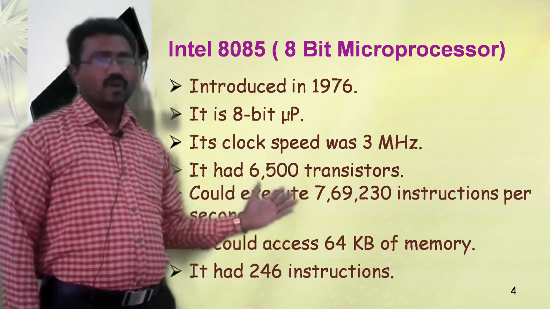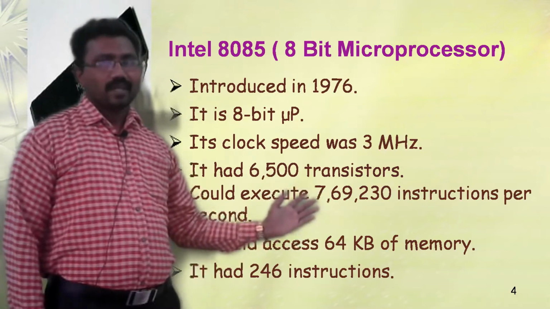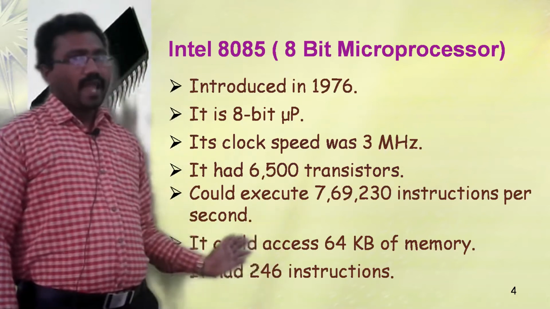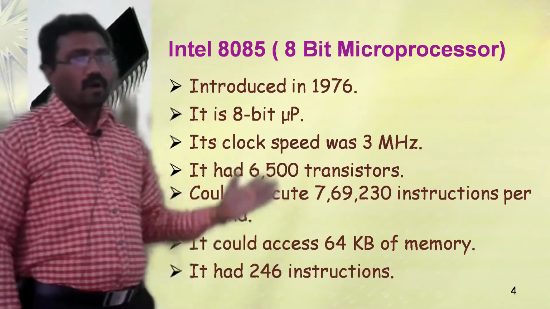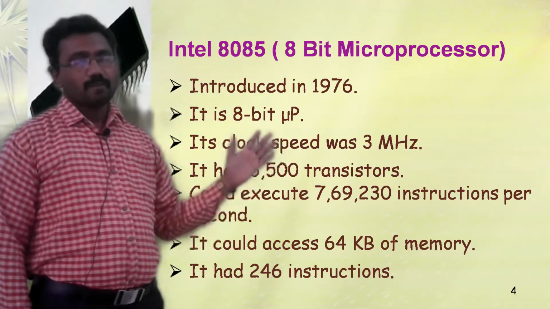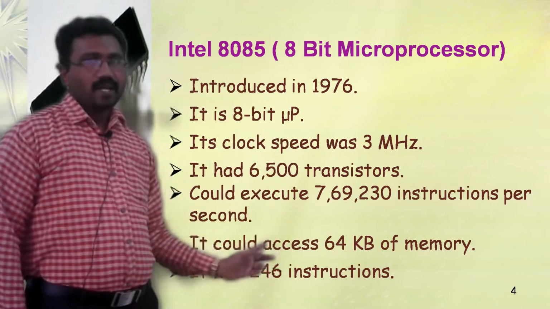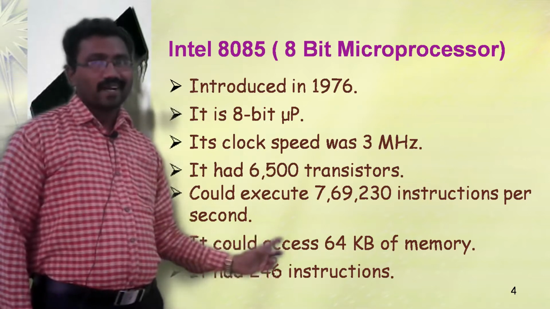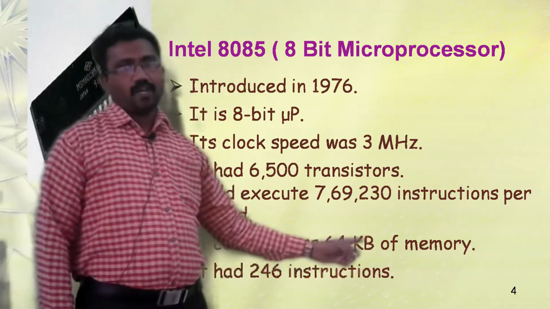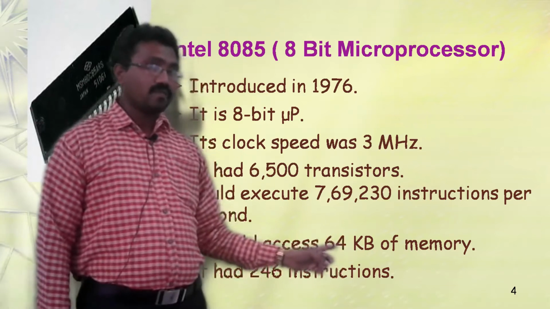And what about the 8085's performance? It can execute 7,69,230 instructions per second, and it accesses 64 KB of memory. The number of address lines in the 8085 is 16. Based on the number of address lines, we can specify the memory address space. The memory address space is the number of addressable locations. 64 KB is the main memory address space of the 8085.